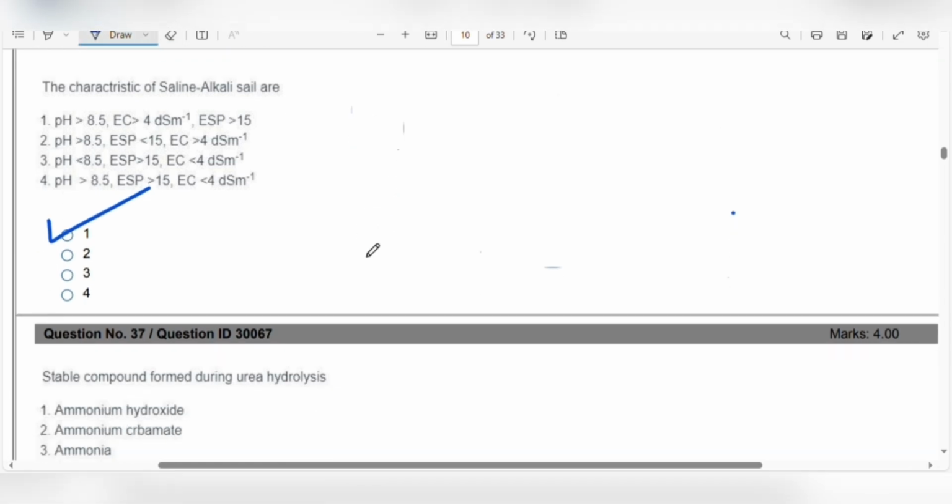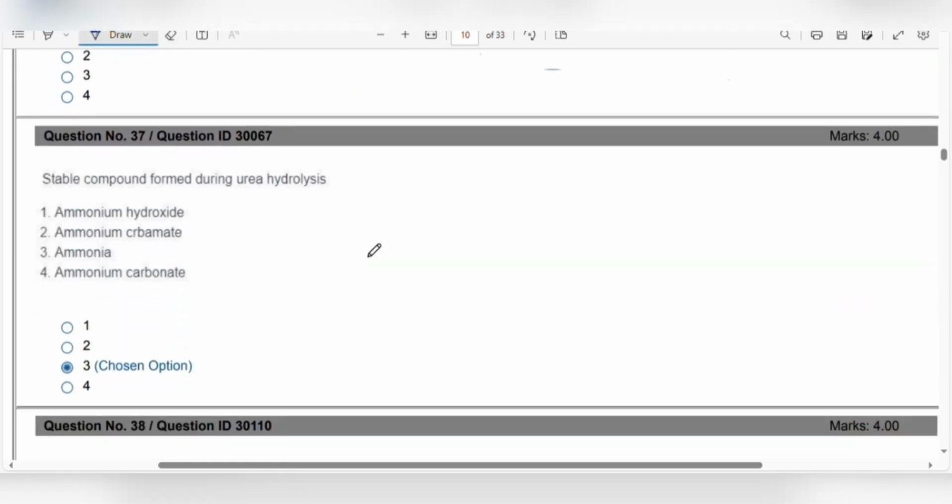Alright, moving on. Stable compound formed during urea hydrolysis. This is a very good question. Here, there is a huge chance of mistake if you don't read the question carefully. You have to read the question carefully at least twice. At least twice. The more the better.